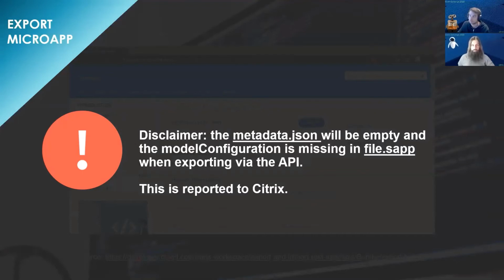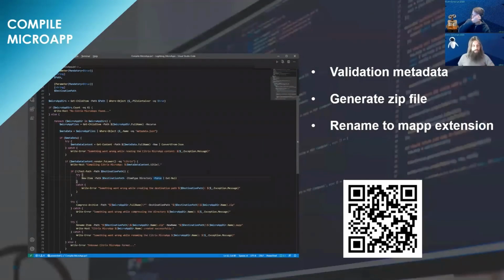So for your convenience, Ryan and I, and when I say Ryan and I, I mean Ryan, created a script to compile the microapps again. That script will put everything back together again. It will validate the metadata, it will take all the files, it will generate a zip file, and it will rename the zip file back with the .mapp extension.